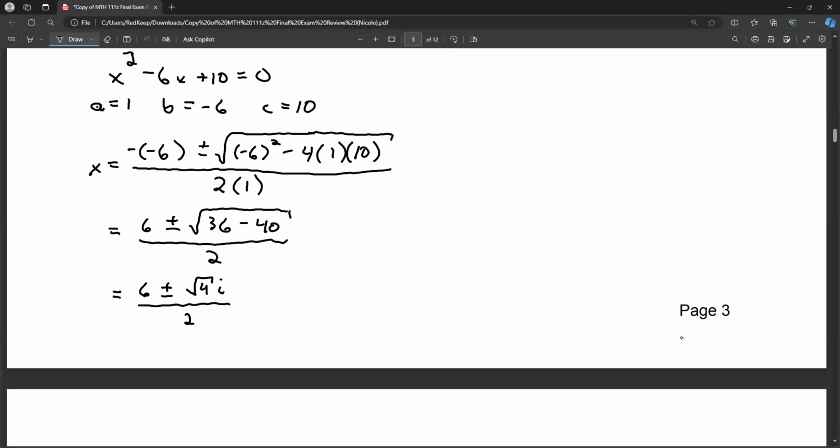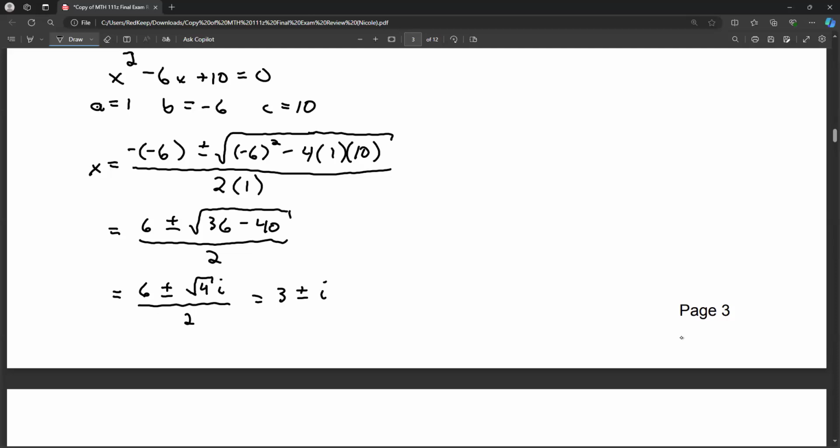And let's go ahead and just write it to the right here. We can see that we can split this fraction up and have 6 divided by 2, which is equal to 3, plus or minus the square root of 4 is equal to 2. And dividing that by 2 is equal to 1. So we just have 3 plus or minus our i. And did I forget some things here?